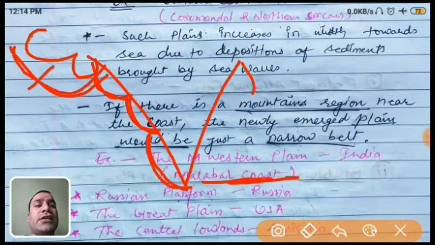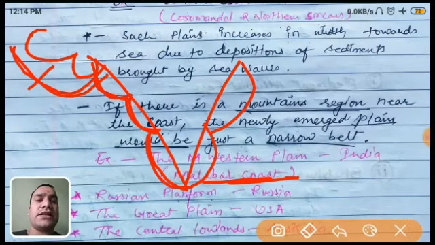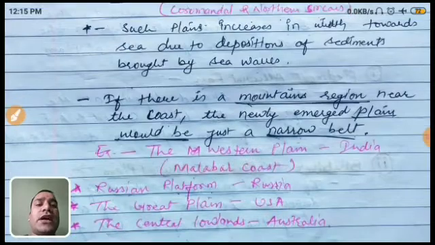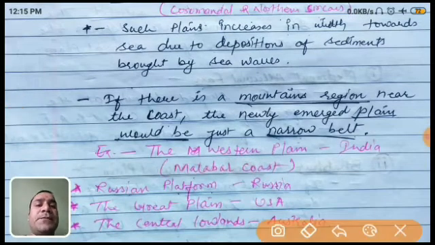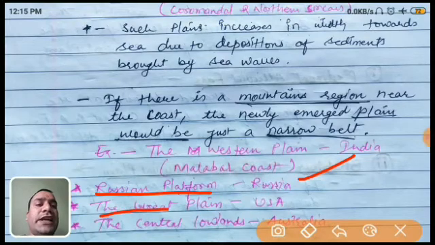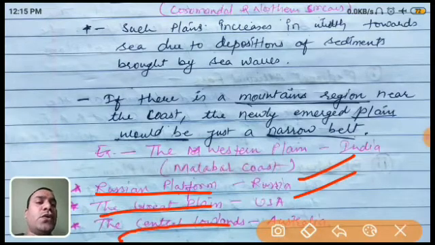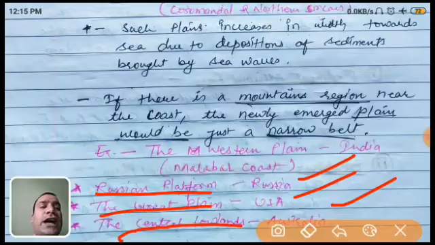Here it is the Northern Circars and here it is the Coromandel. So these are all different names according to their place. These are all coastal plains. And some other examples are the Russian Platform in Russia, the Great Plain in the USA, and the Central Lowland in Australia. I hope you understand.